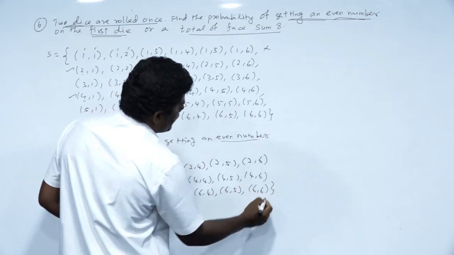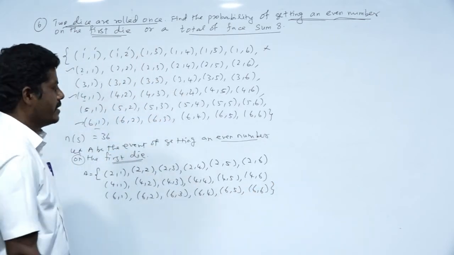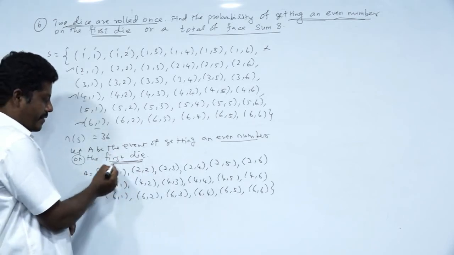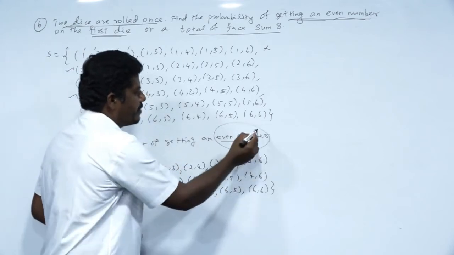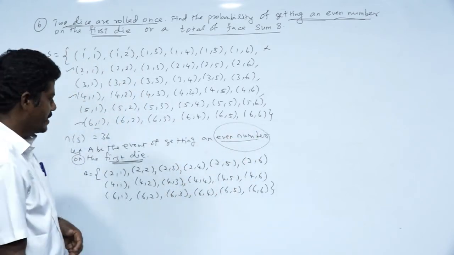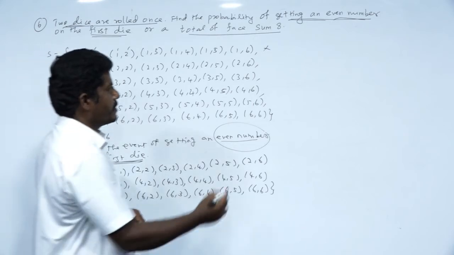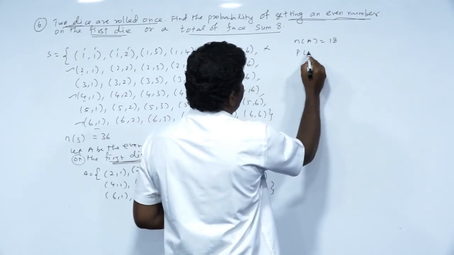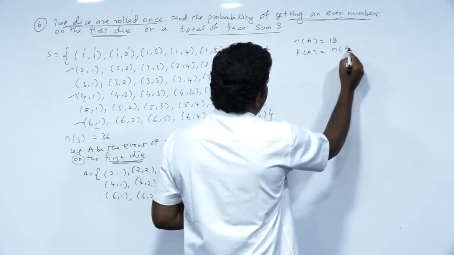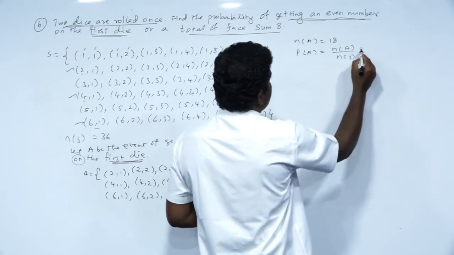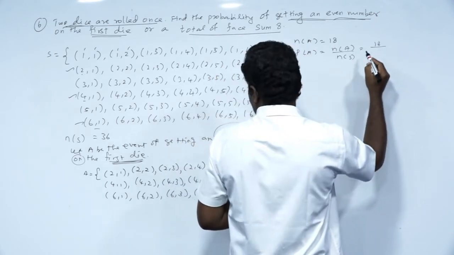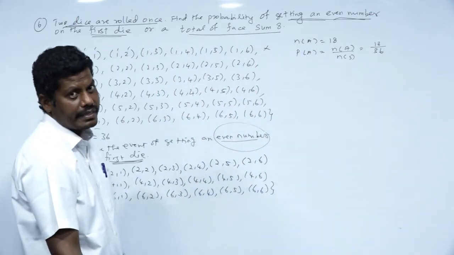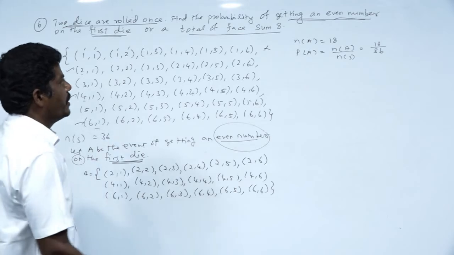You don't consider second day's outcomes, my dear students. You want to consider first day's outcomes only. So if first day's outcome is even you want to take that, otherwise you leave it. Understand, my dear students? There are 18 possibilities, my dear students. Now n of A is equal to 18. Now probability of A is equal to n of A divided by n of S. That means P of A is 18 divided by n of S value 36. Understand, my dear students? Now first event is over. Next you come to the second event.